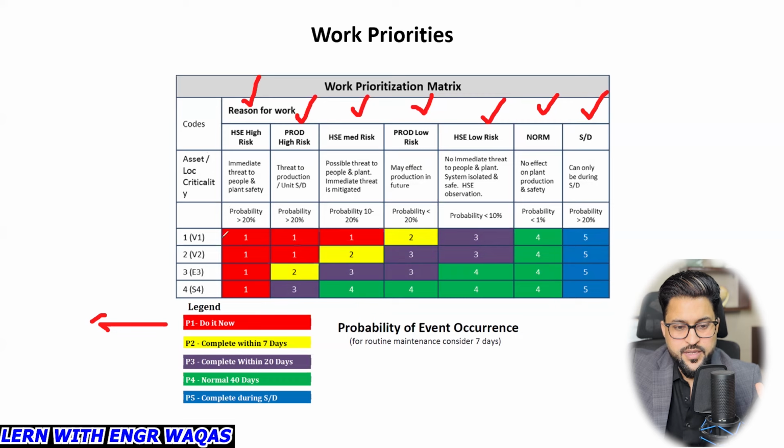So all these things, red color, you can see asset criticality, right? Codes are there. So this is one, high risk at the spot. Okay, high risk, production high risk. So all red colors are do it now. Yellow, complete, this is the second priority. The third one, complete within 20 days. Okay, these all things within 20 days. Green one, 40 days, more than 1 month. And the fifth one is going to be part of your turnaround or scheduled maintenance, right?